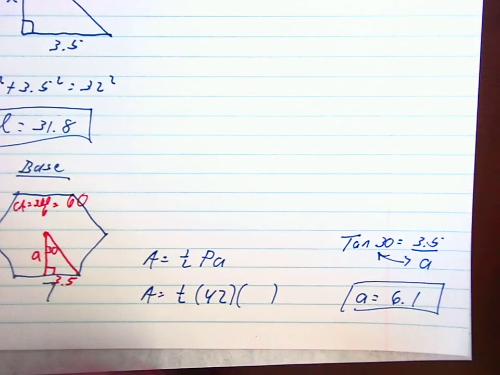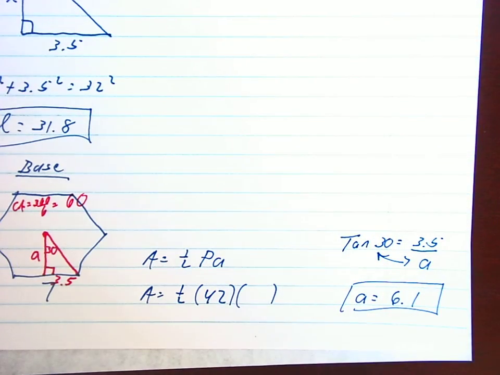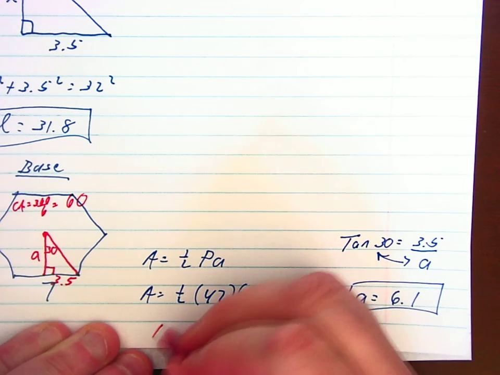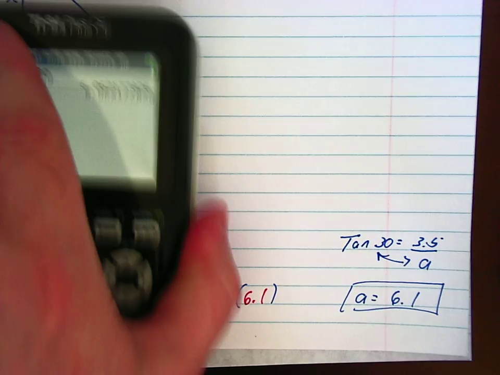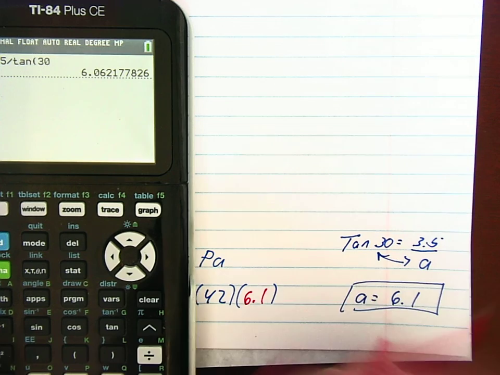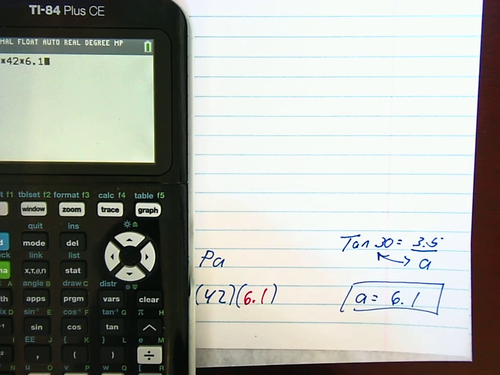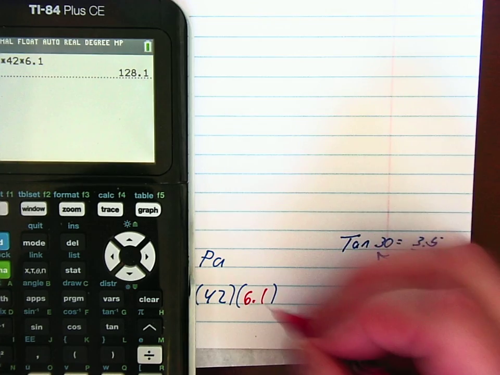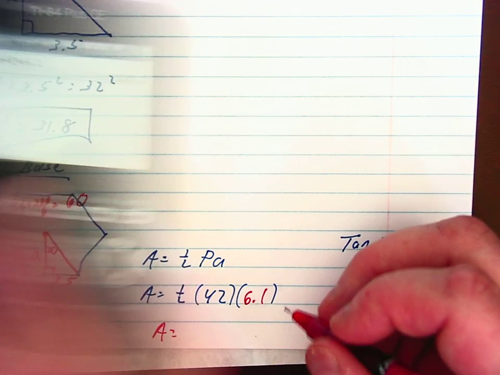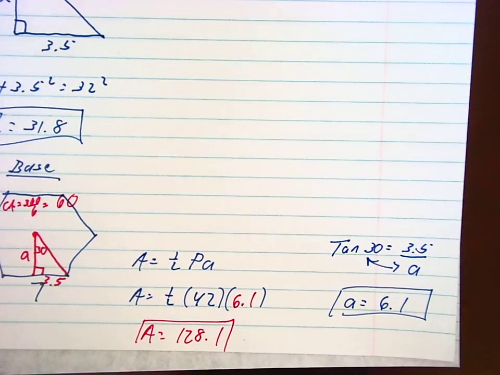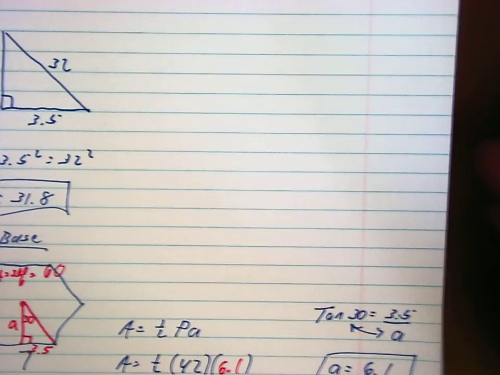Put that in there, and that is the area of your base. So now I got 6.1 here. Put all that in your calculator, and you will be done. So we got 0.5 times 42 times 6.1 gives me a base of 128.1. Okay, so now I'm good. Now I can go back up and finish up this problem.